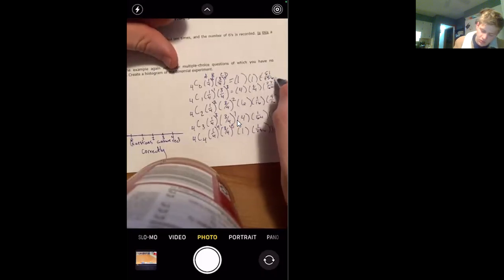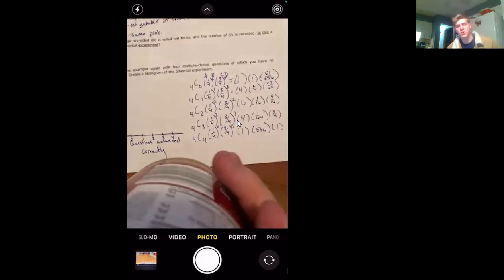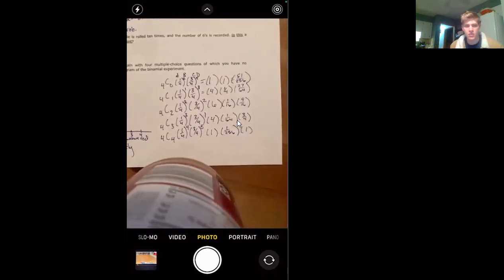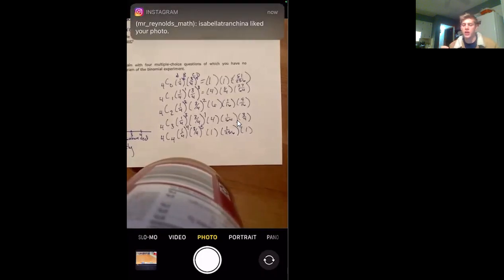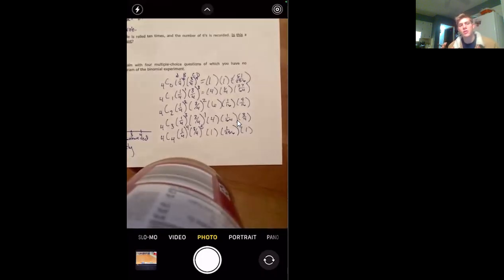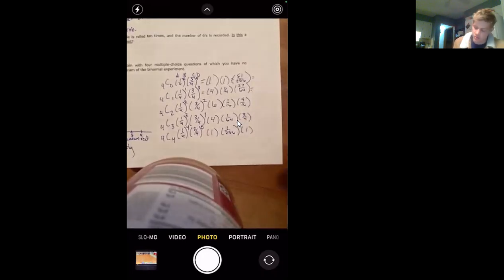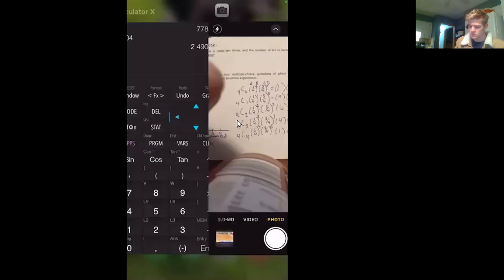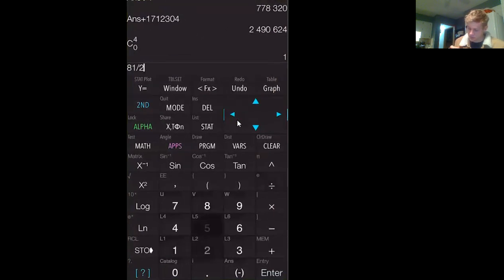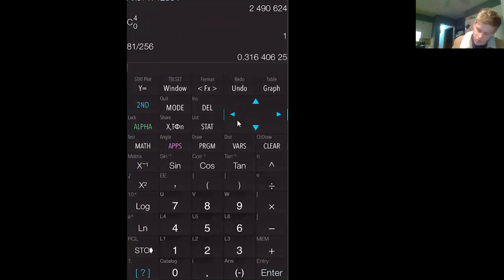81 over 256. So I can already just multiply these straight across, and if you want to enter these in your calculator, you can. I would suggest multiplying the fractions and putting them to the exponents, and then multiplying with whatever you got for your combination. So here is just going to be 81 over 256, which I'll enter in my calculator. 81 divided by 256. It's going to be a 0.316 chance of happening.